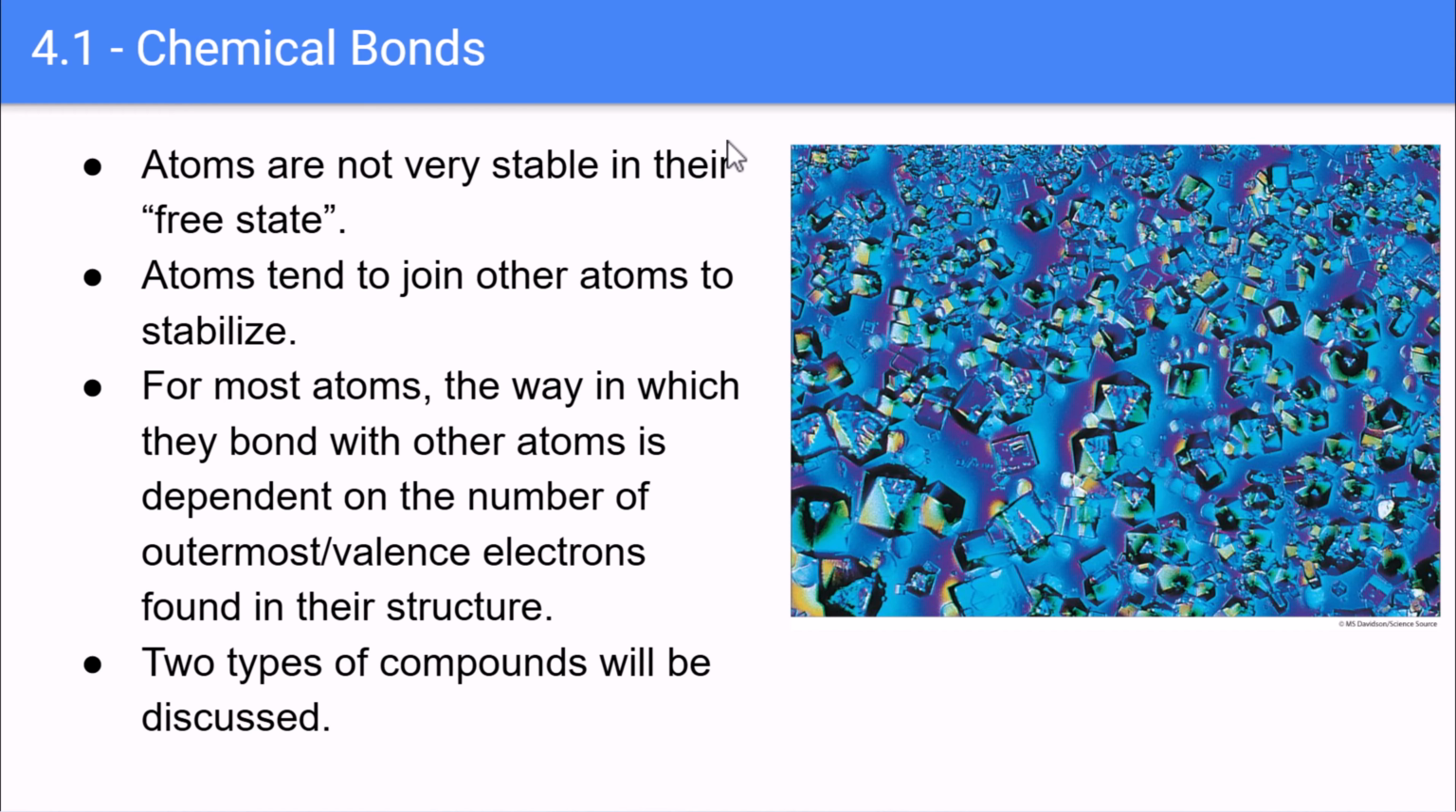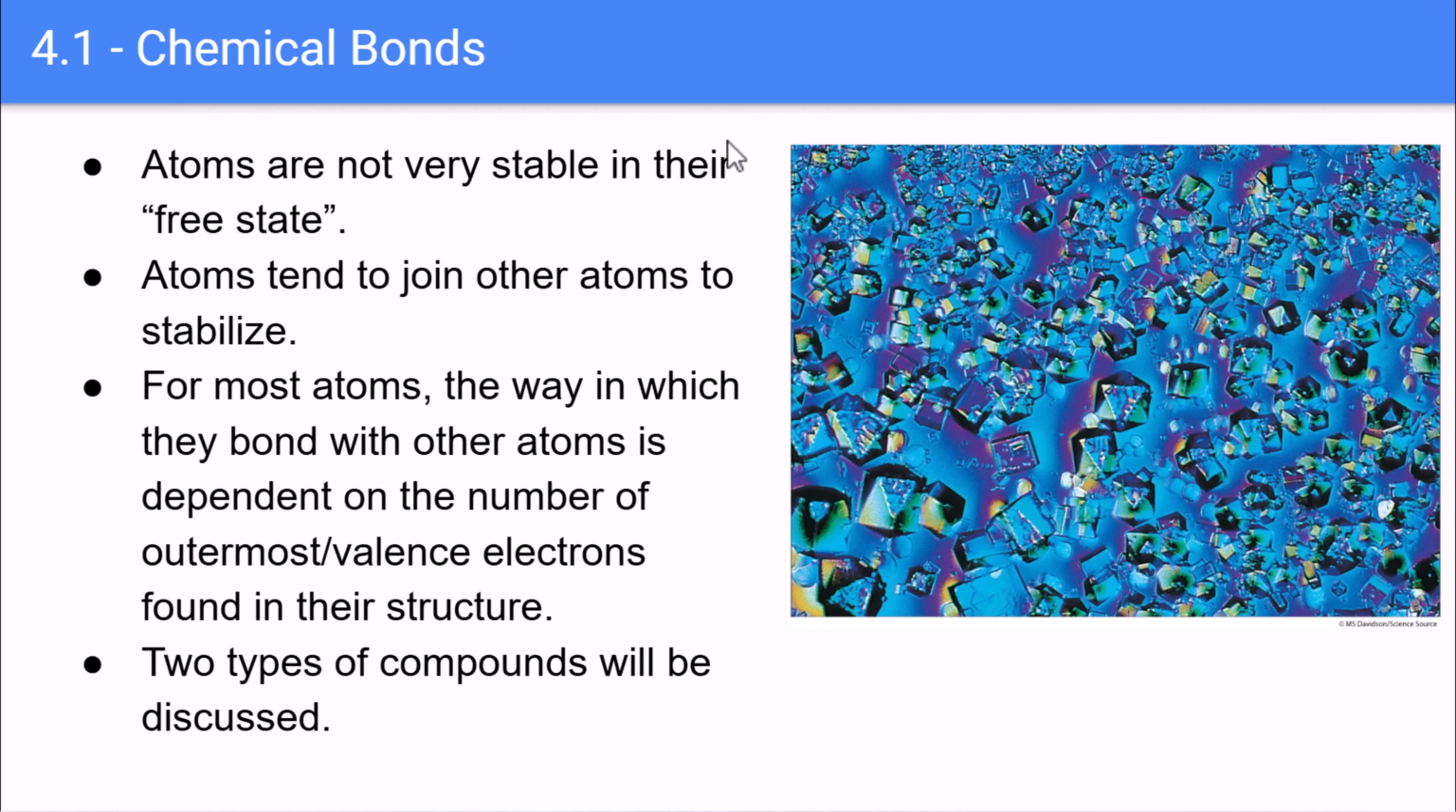Now, we'll talk more about what it means in terms of stabilization and how that works here in just a moment. But for most atoms, the way in which they bond is going to be dependent upon the number of outermost or valence electrons that are found in their structure. We talked a little bit previously about the octet rule, that is, that most elements want to have 8 electrons in their outermost shell, and so there's really two primary ways that that is done. Either one atom donates its electrons to another in order for both to achieve 8, or they end up sharing pairs of electrons in order to achieve 8 valence electrons.